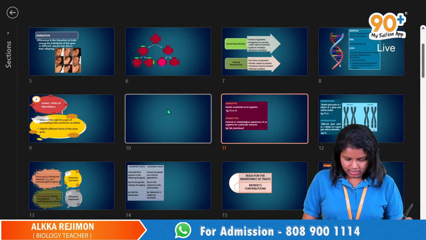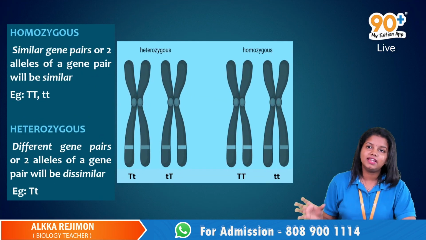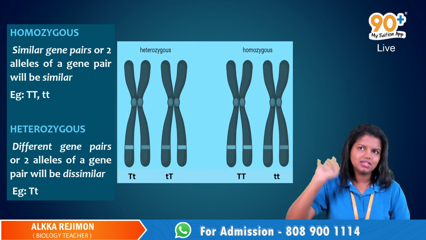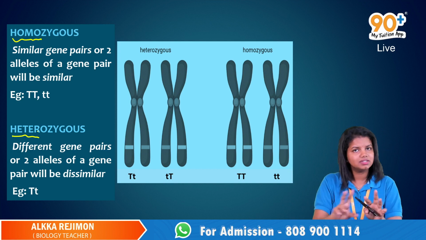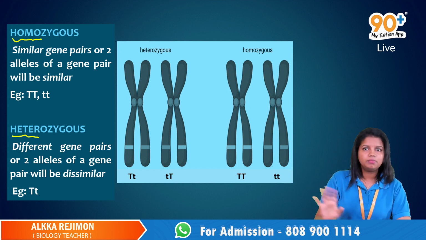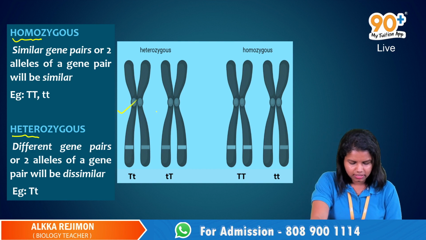Okay. Then we have another term, which is homozygous and heterozygous. So as the term suggests, homo means similar and hetero means dissimilar or different. That's all there is to it. In a chromosome, here you can see many chromosomes.